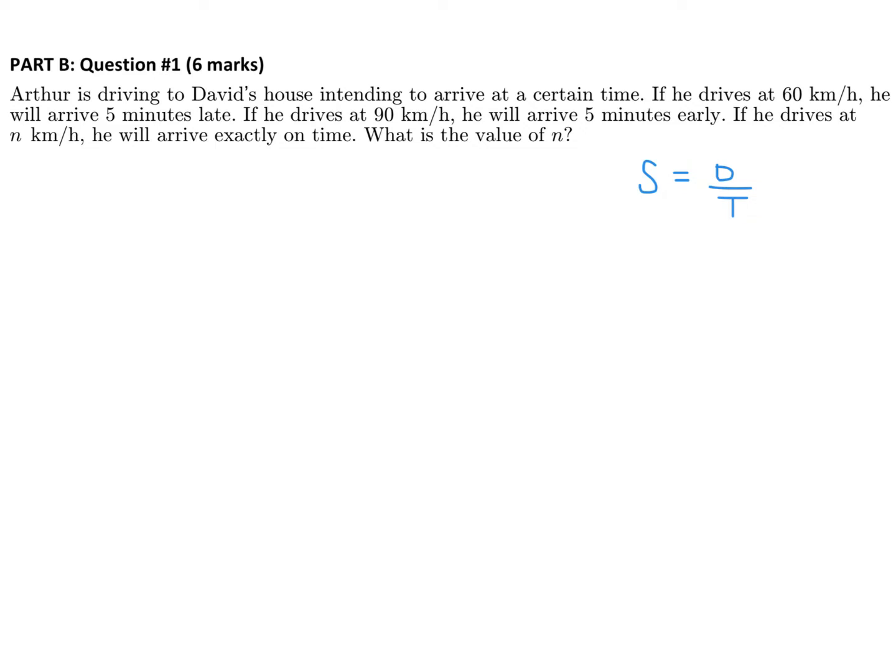So using this formula, 60 is equal to x over t, where x represents the distance between David and Arthur's house. And then time, well, when it's 60 kilometers per hour, he's 5 minutes late. So if t is our time, meaning the time that it takes to arrive exactly on time, if it's 5 minutes late, then this should be plus 5 minutes.